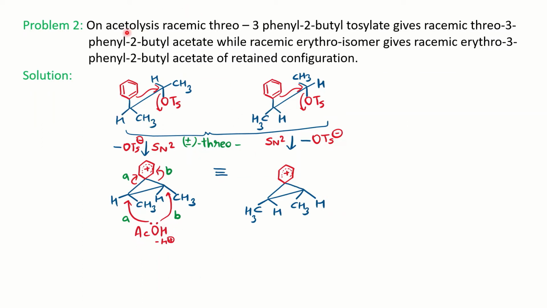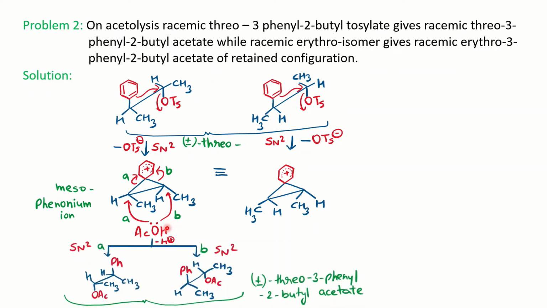And now since we are talking about acetolysis, so acetic acid, two possibility, as we have done in the first problem, either it will attack from the A side or it may follow the B path, right? So in both the cases it forms two products. Okay, so this is called mesophenonium ion, because the two symmetrical groups are on the same side, right? Methyl methyl and hydrogen hydrogen are on the same side.